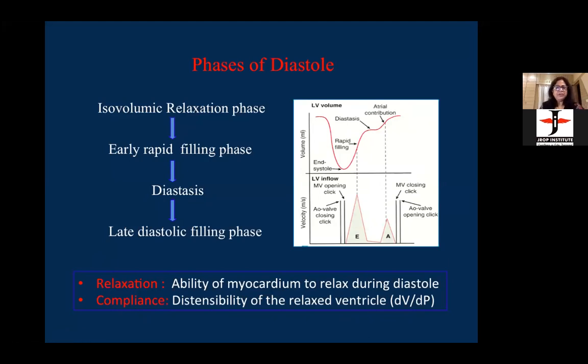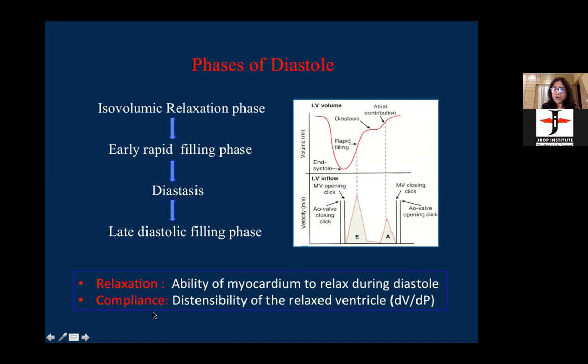Imagine you are inflating a balloon. Now, if the balloon is made up of thin rubber, if you push the air, the balloon inflates. But if the balloon is made of thick rubber, even if you apply pressure, the balloon will not inflate because it has lost its distensibility, it has lost its compliance.